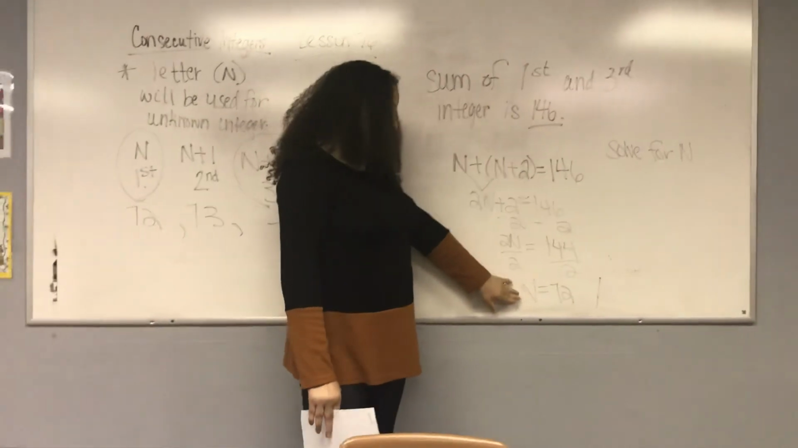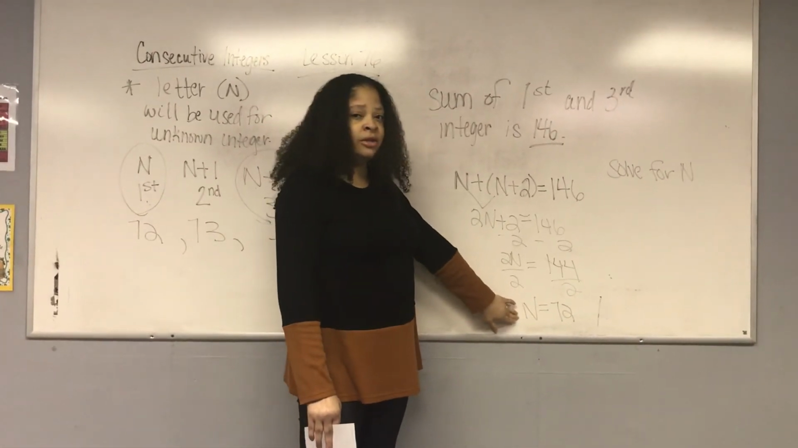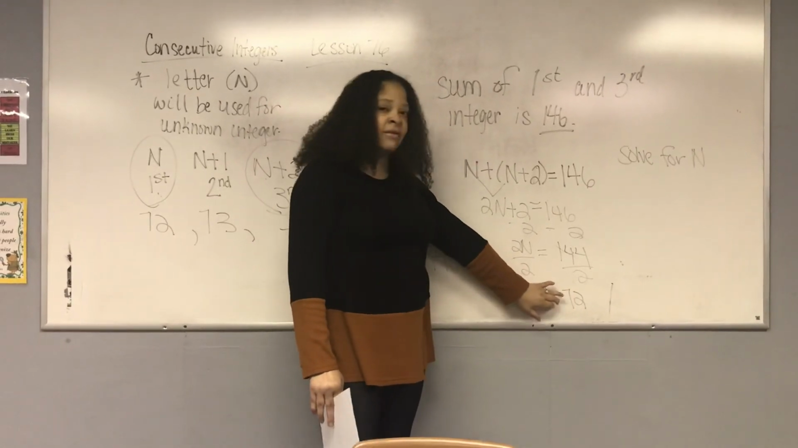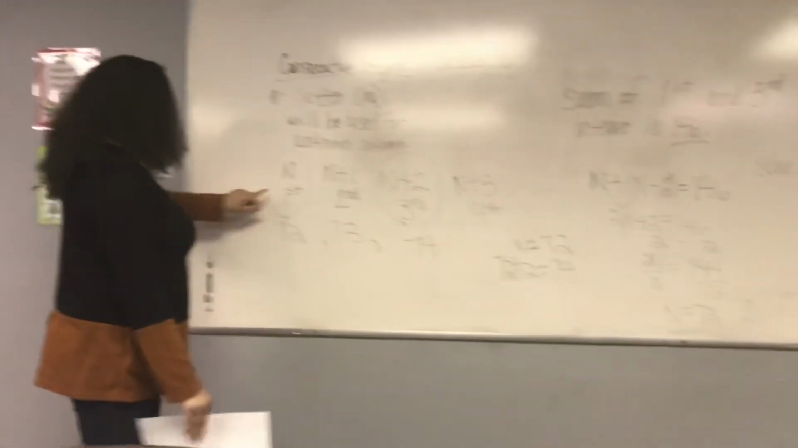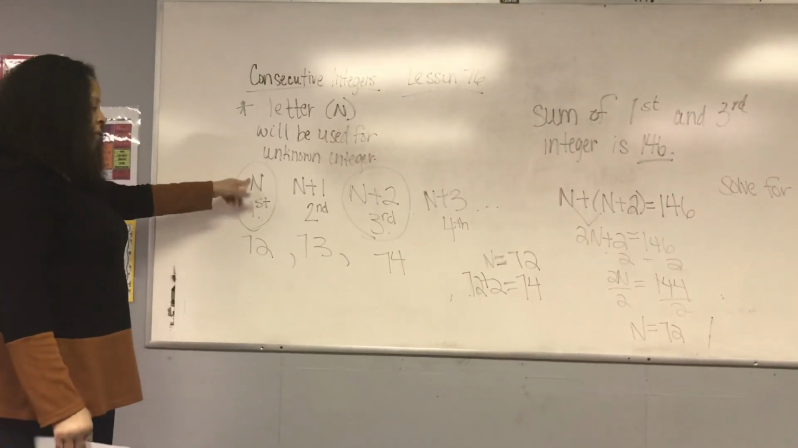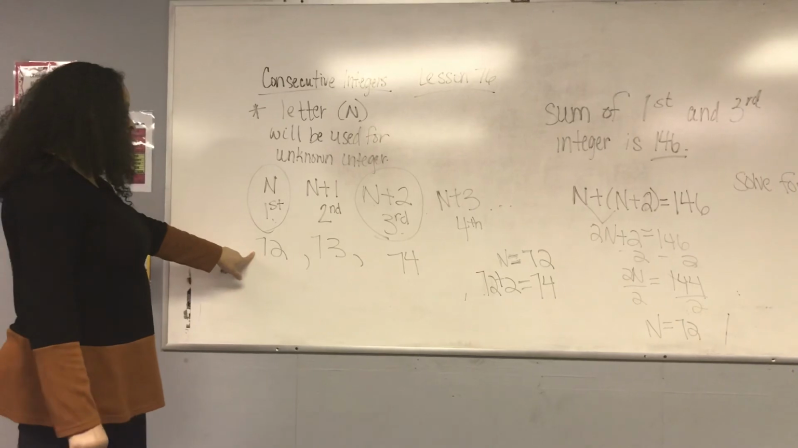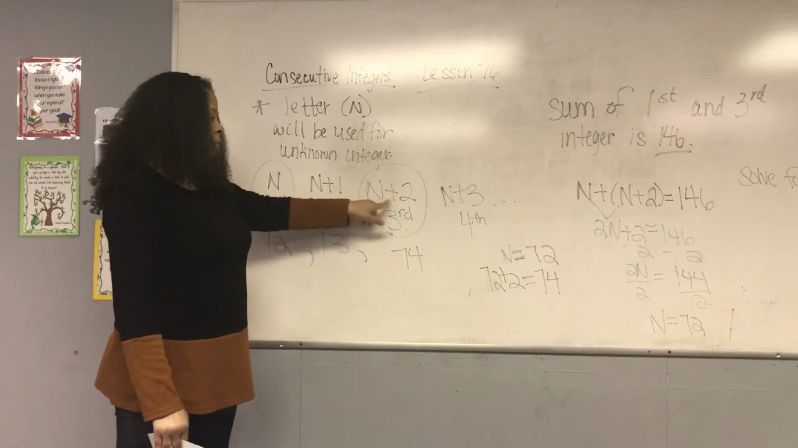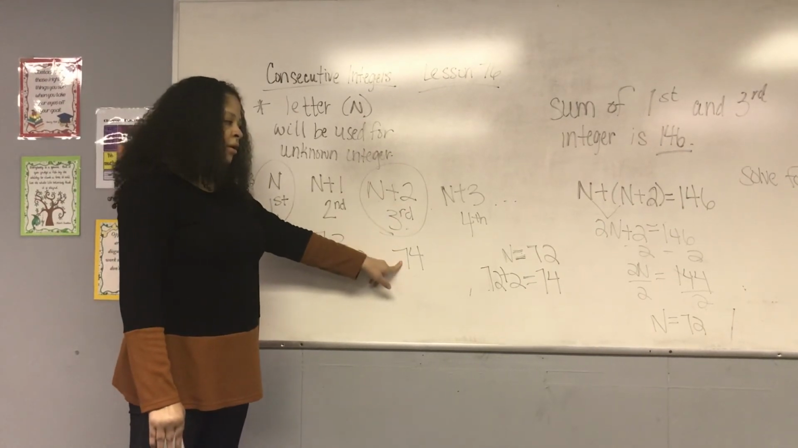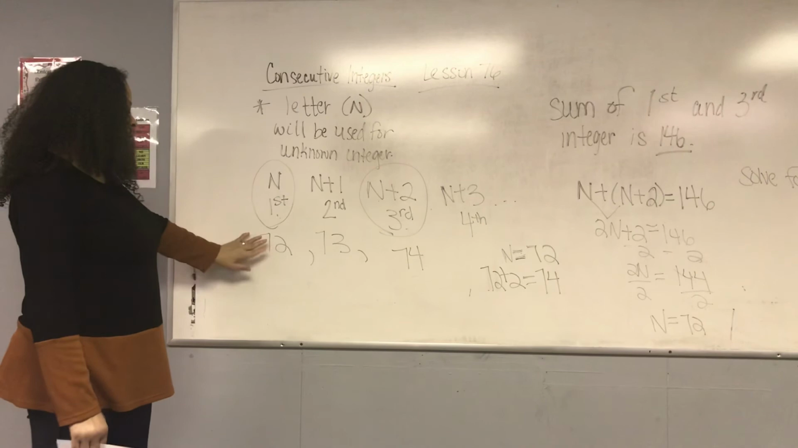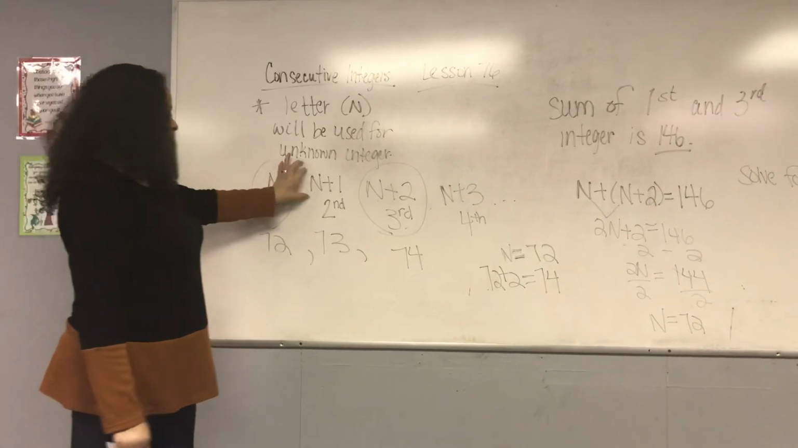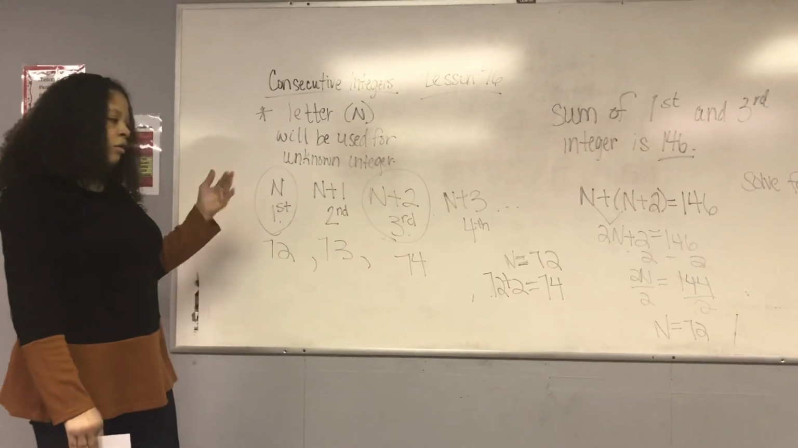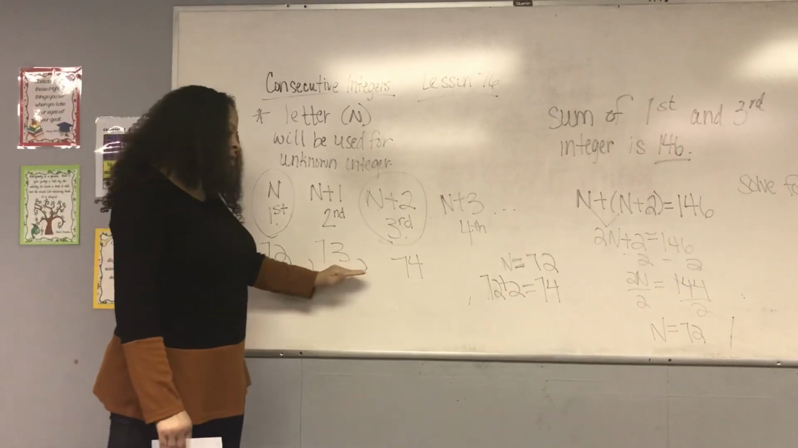Alright, so now you have your n. Your n is equal to 72. So now that you have this number, you have to plug the 72 into your unknown. So the first, obviously, n equals 72. N plus 1, 73. N plus 2, 74. So that's all you're doing. You're substituting this number into every n, and then you're adding on to it. And then your answer overall will be 72, 73, and 74.